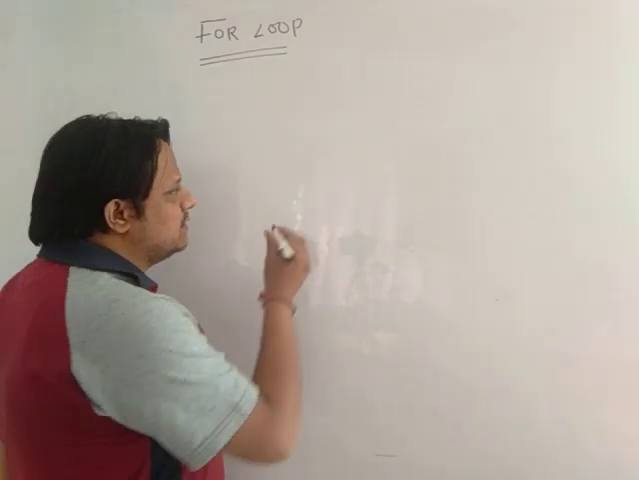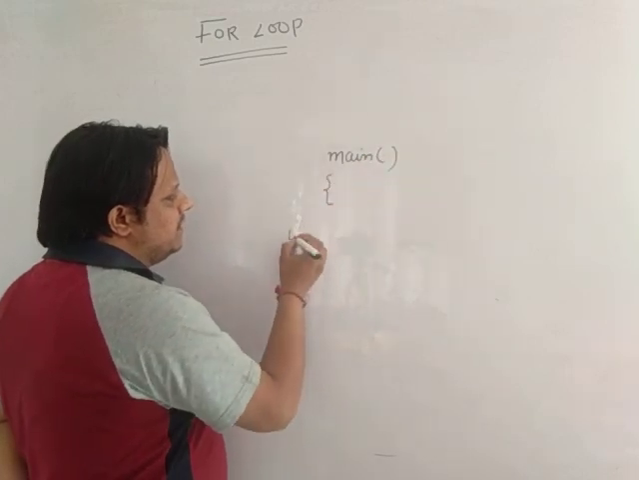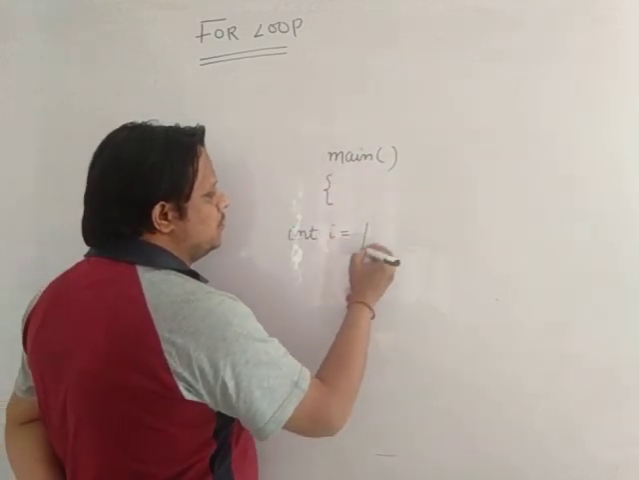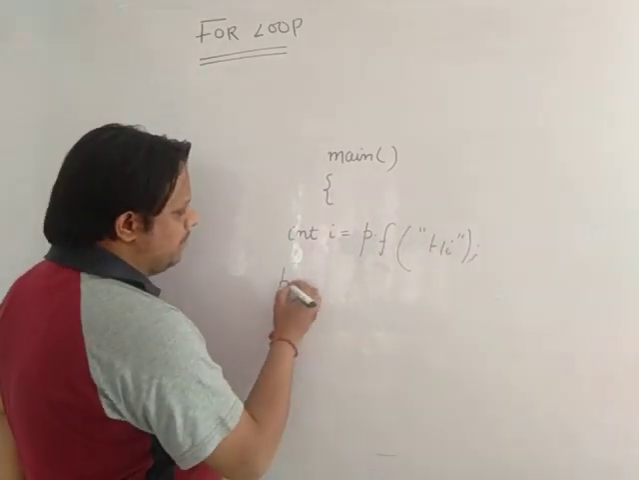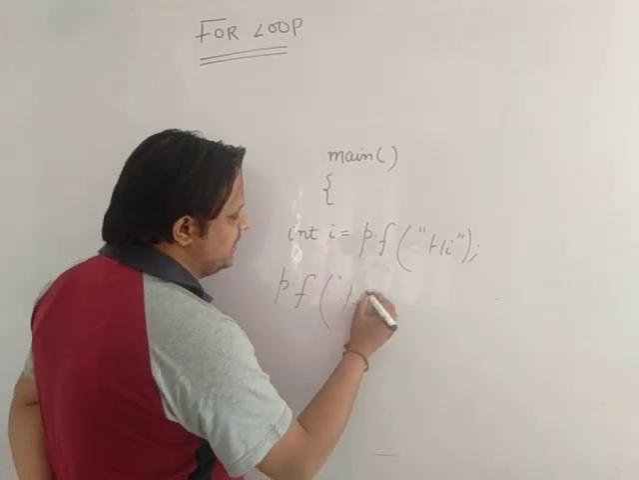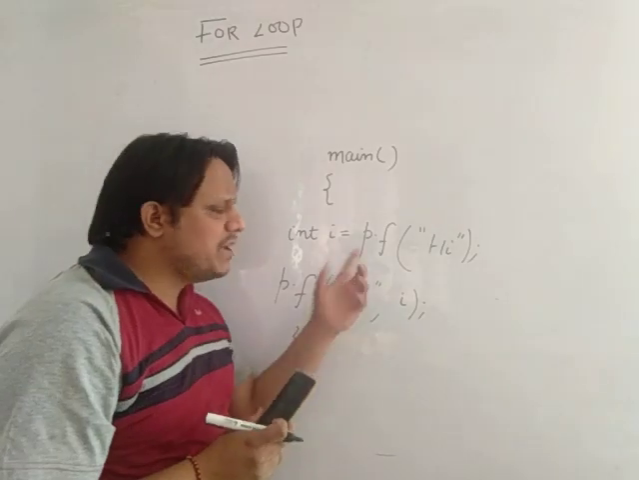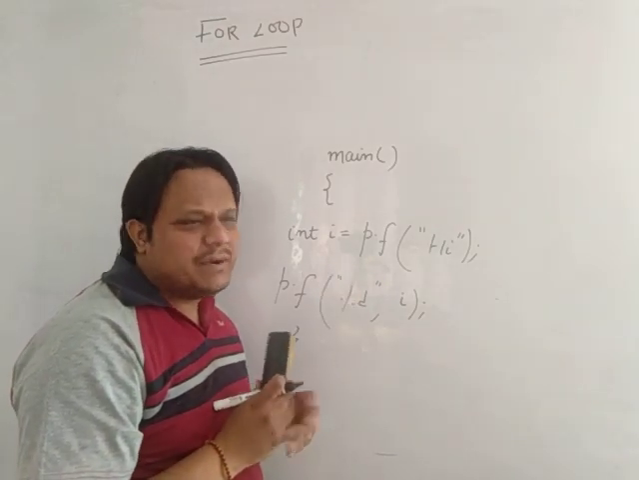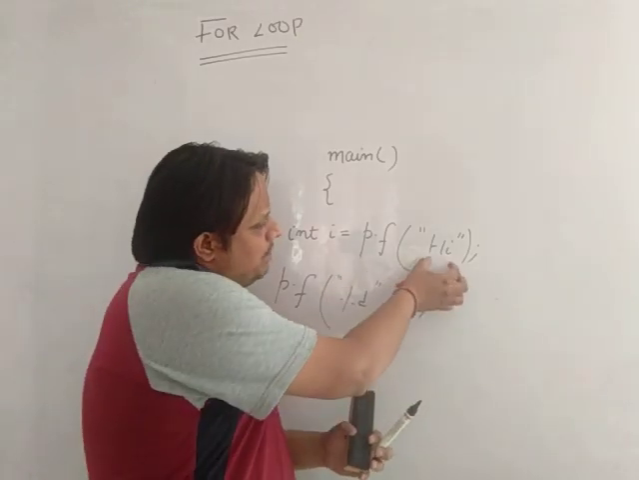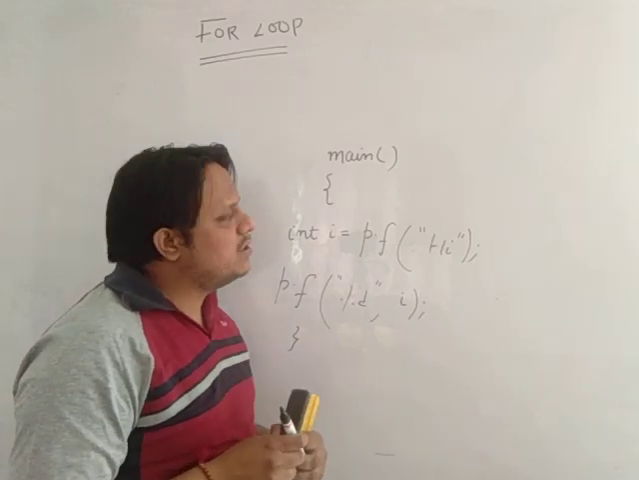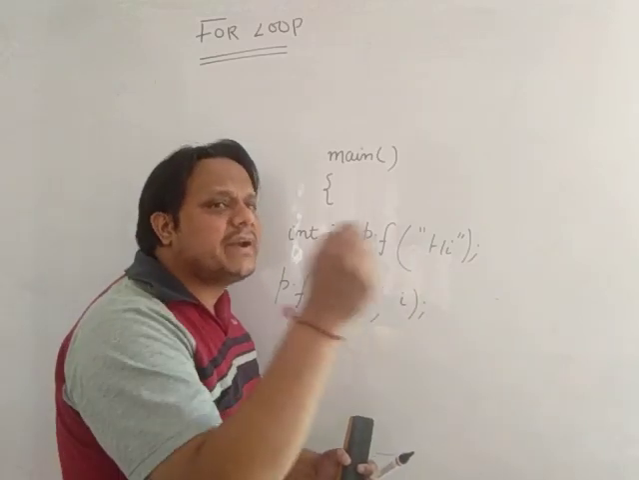Let's suppose I write a simple code: main, int i is equal to printf hi, and printf %d comma i. So what is going to be the answer? Printf returns what? Printf is just like a normal function which is supposed to return something. Printf returns the number of characters. This thing is very important. Just like any function, printf returns something, the number of characters, and it also prints something.